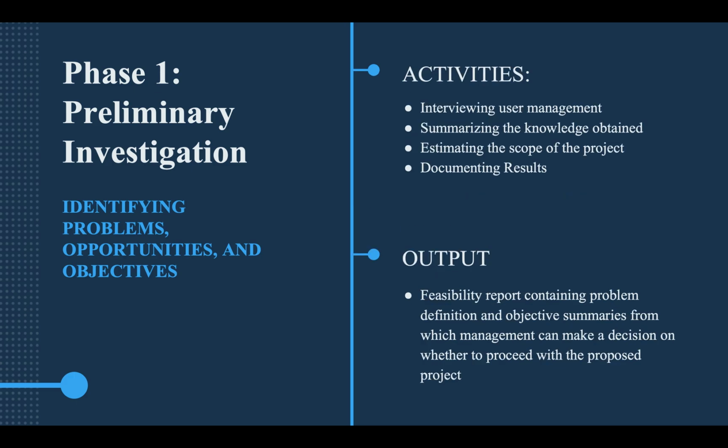Here are the activities done in this phase. To identify the problem, you need to interview user management to fully understand their process. By understanding how they do things, then you identify the problem that they are facing. The output for this phase is a feasibility report containing problem definition and objective summaries from which management can make a decision whether to proceed with the project.